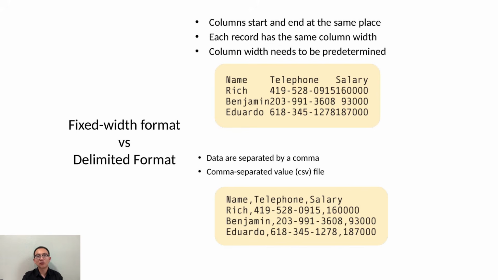Fixed-width files are more rigid and structured. They're fast to read when the layout is known, but can be less flexible. Delimited files are more adaptable. They work well with modern tools like Excel, Python, or R, and are easier to share and edit. The choice depends on your needs. Fixed width is good for speed and structure, while delimited is better for flexibility and compatibility.